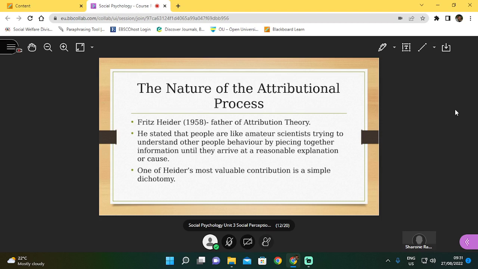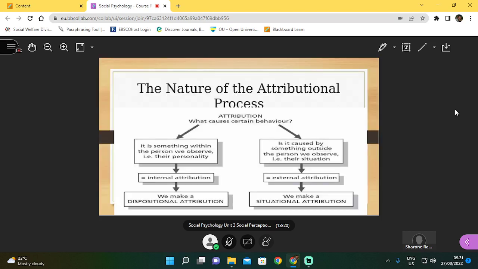Mais Heider, il disait que nous avons une simple dichotomie. Comment nous sommes capables d'essayer de comprendre une personne? Soit nous disons, it's internal, it's a dispositional trait, c'est sa personnalité. Soit nous disons, non, c'est l'environnement qui fait que les gens font ça. Vous avez un enfant qui a un bon résultat.